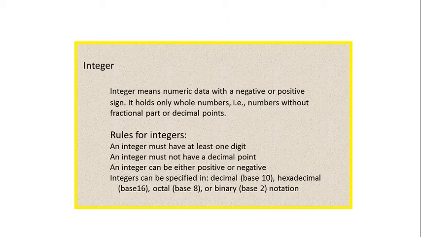Some rules of integer. First one is an integer must have at least one digit. Second one is an integer must not have a decimal point. Third one is an integer can be either positive or negative. And next one is integer can be specified in decimal, hexadecimal, octal or binary notation.